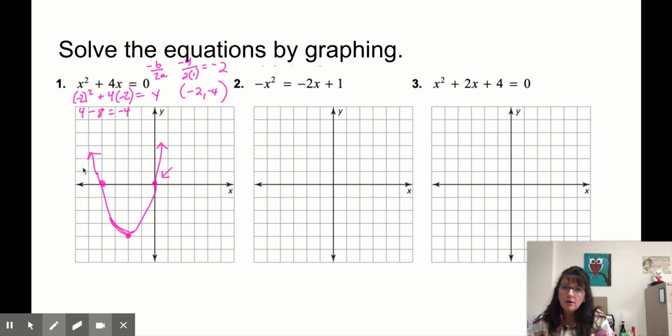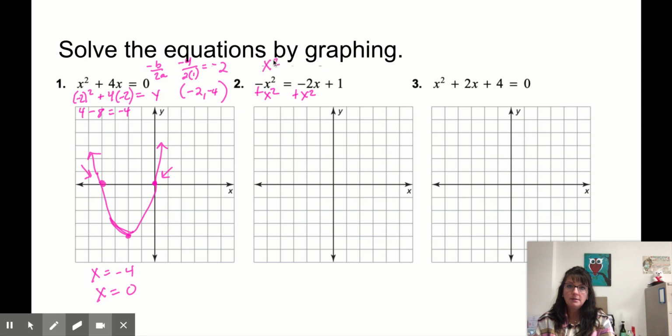And these are our solutions, the places where they cross the x-axis. So x is equal to -4, x is equal to 0. So that's our solutions. So here, I could add this and subtract that, but I think I could just easily add this because I don't want it to be negative anyway. So I'm adding x squared on both sides.